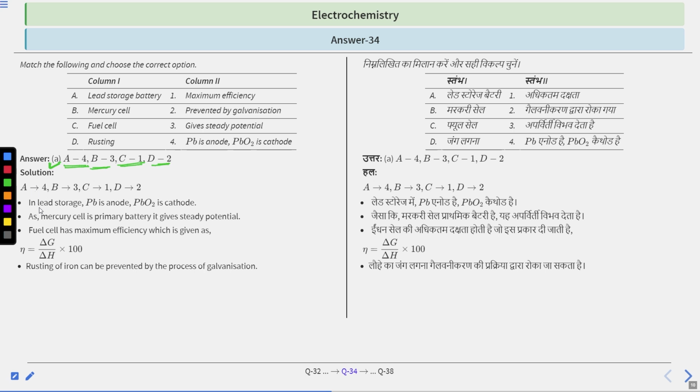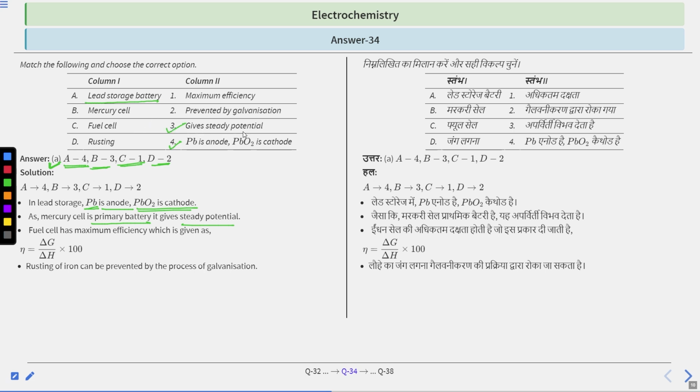So A is lead storage battery. In the lead storage battery, lead is acting as anode and lead oxide is cathode. So A is related to the fourth point in column 2. And B in column 1 is the mercury cell. As the mercury cell is a primary battery, it gives steady potential. So B in column first is related to the third point in column 2, that is, gives steady potential.